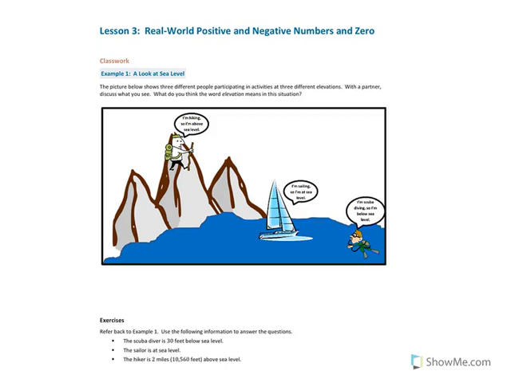This is Module 3, Lesson 3, Real-World Positive and Negative Numbers and Zero. Today, we're going to take a look at this picture. And this picture is of, obviously, a mountain climber, you can tell, a sailboat, and a person inside the ocean. That's actually someone who's under the ocean. If you look closely, you can see the hiker.